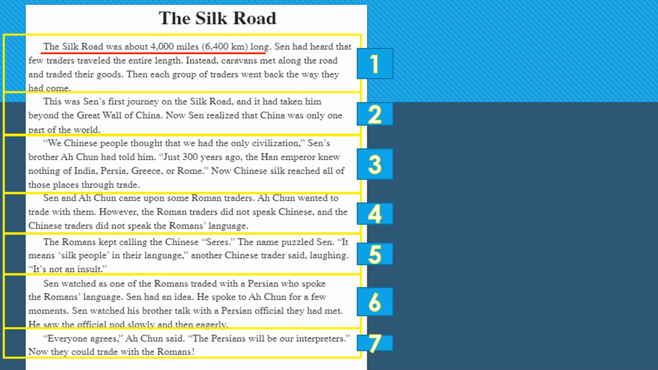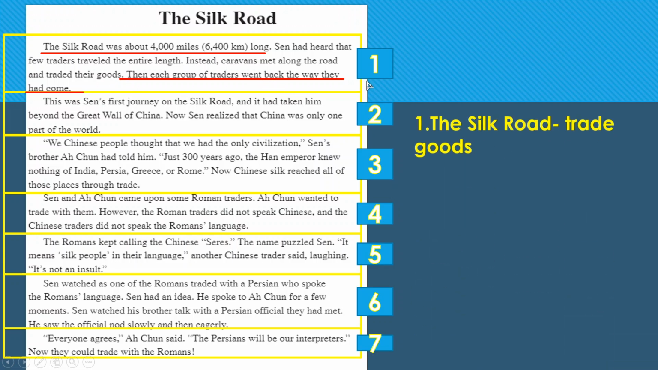Okay, so we can see here, this is the first sentence. So the Silk Road was about 4,000 miles, 6,400 kilometers long. So which means that this can be the main idea, or this one, so the first and the last. Then each group of traders went back the way they had come. So in the first paragraph, we can say that the main idea is that the Silk Road is used for trading goods, and it's 6,400 kilometers long. So which means that this is the main idea about the first paragraph. It talks about the Silk Road only, and it is used for trading goods.